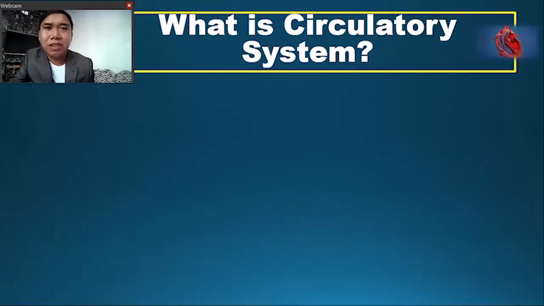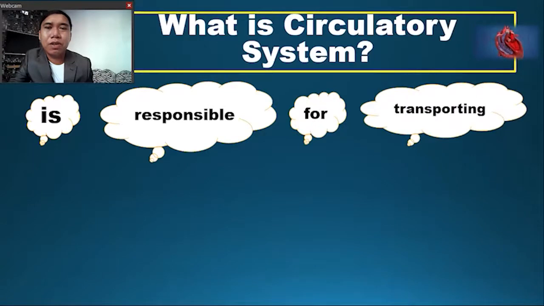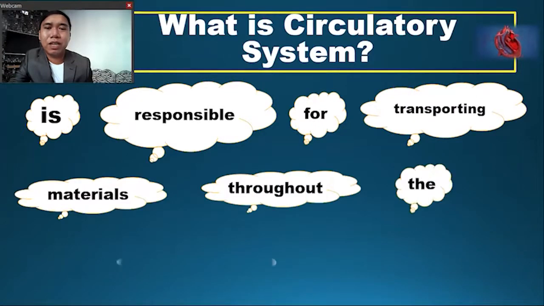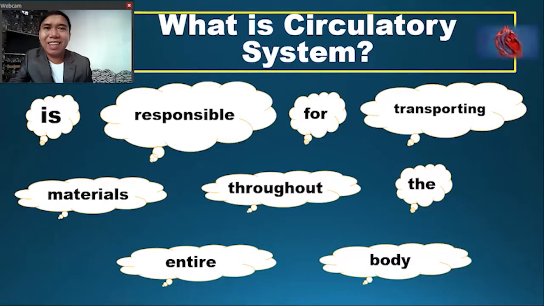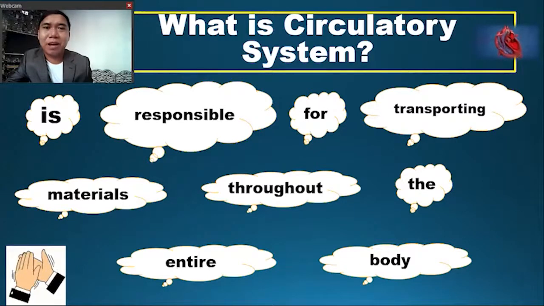Now, when we say circulatory system, it is responsible for transporting materials throughout the entire body. So with that, if you got the correct answer, congratulations. Now, if you did not get the right answer, that's okay because you will explore and you will learn a lot about the circulatory system today. So, allow me to explain a little bit about this description.